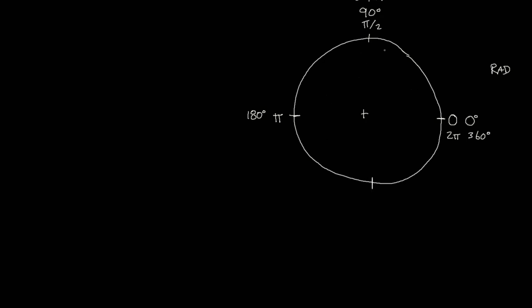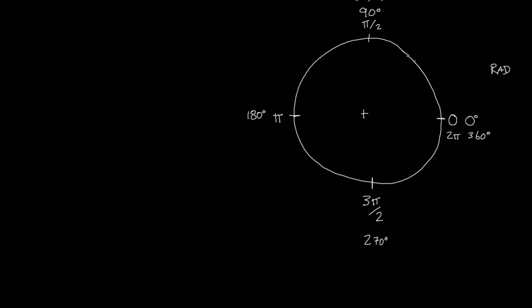So 1 pi over 2, 2 pi over 2. 2 divided by 2 is 1, so you're just left with the pi. So 2 pi over 2. 3 pi over 2 brings us to this point. So that's 3 pi over 2. And so that equals 90 plus 180, which is 270 degrees.